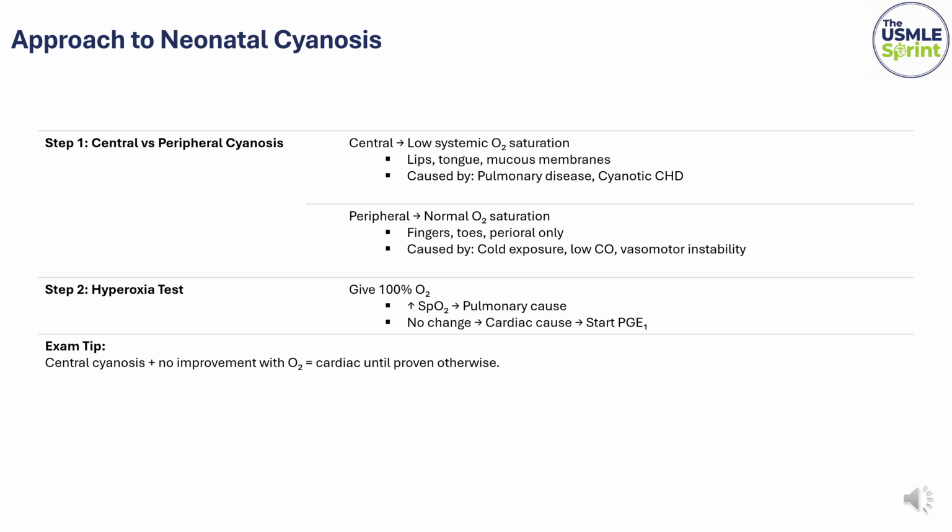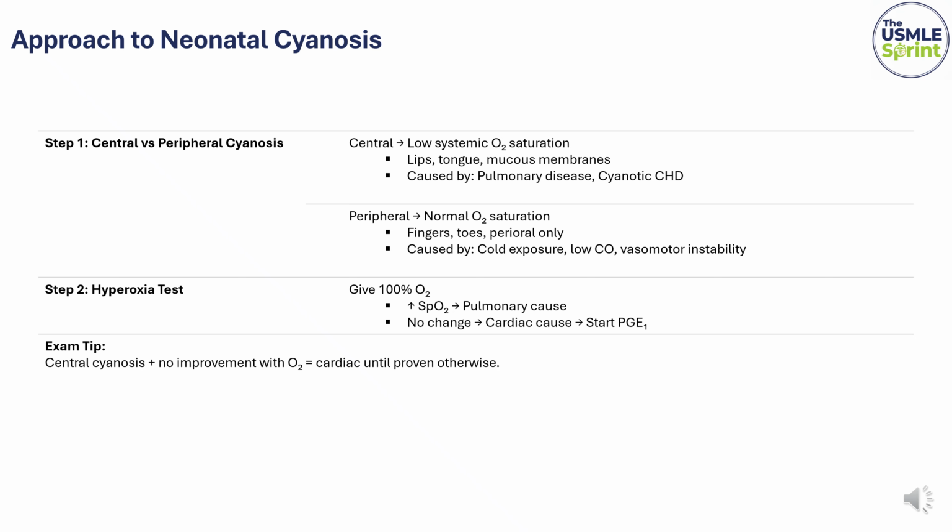Next, you'll want to give 100% oxygen. This is part of what's called the hyperoxia test. If the baby's oxygen saturation goes up significantly, usually by 10% or more, that means the lungs are the problem, something like meconium aspiration or pneumonia. But if the saturation doesn't improve, or the baby gets unstable, then it's most likely a cardiac cause.